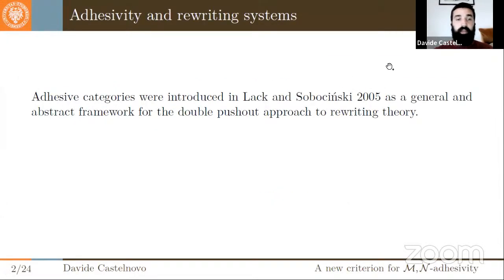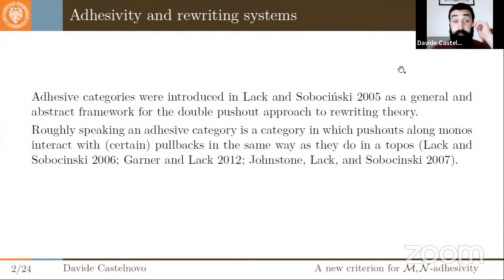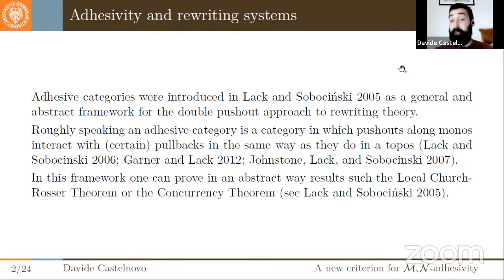Okay. So adhesive categories were introduced by Lack and Sobocinski as a general and abstract framework for the double push-out approach to graph rewriting theory. Roughly speaking, an adhesive category is a category in which push-outs along monomorphisms interact well with certain pullbacks, and well here means in the same way as they do in a topos, in an elementary topos. So in this framework, we can prove in an abstract way, in a general way, results such as the local Church-Rosser theorem or the concurrency theorem.